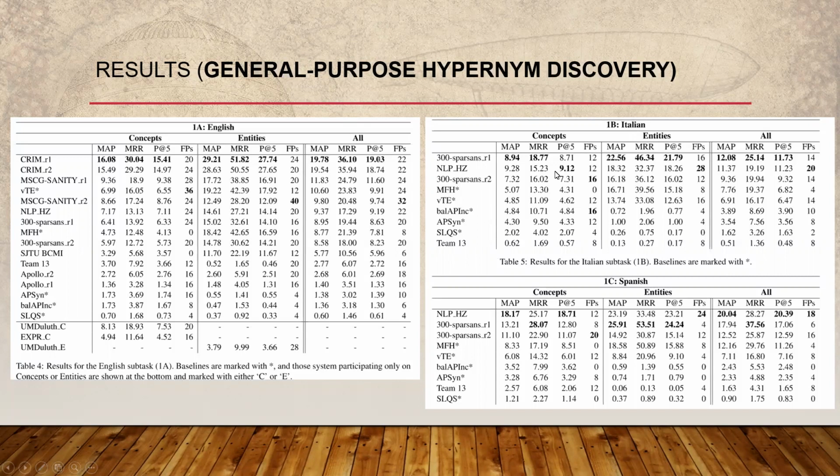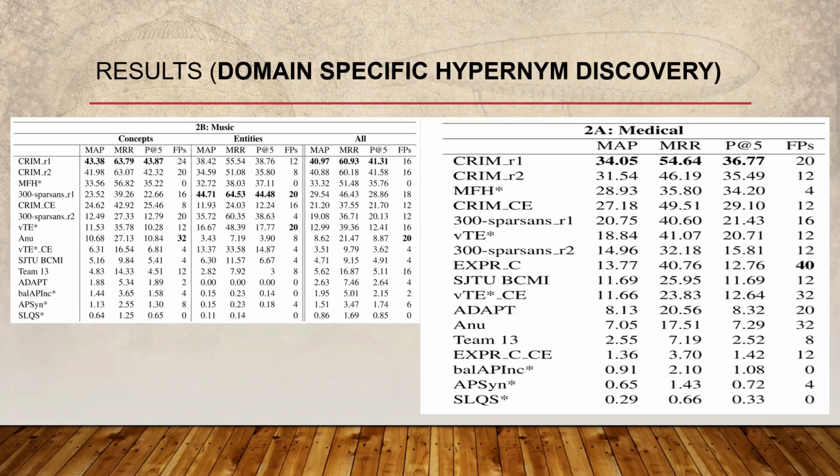And for Italian, Sparsons has done a very good job, and similarly for different languages. Here again, you can see that for the domain-specific task, CRIM has surpassed the baseline. For entities, this system has given a very good result.